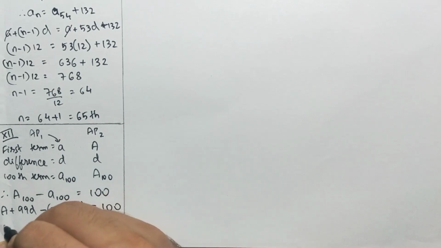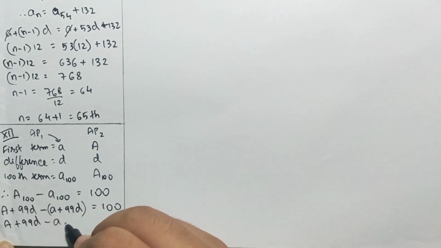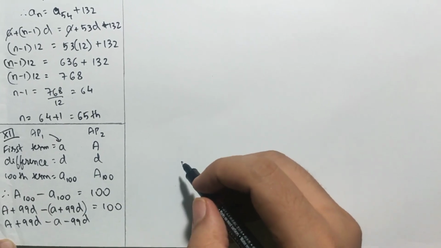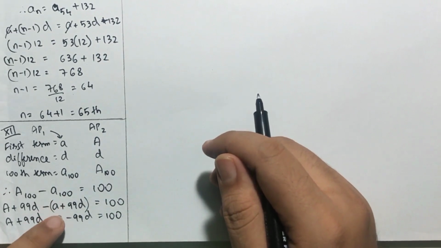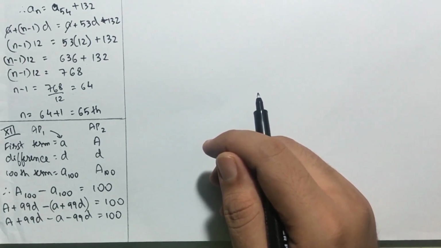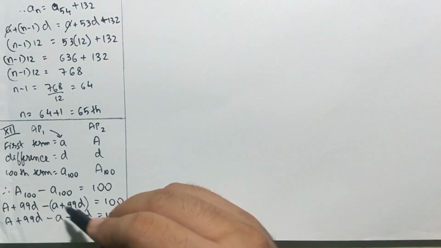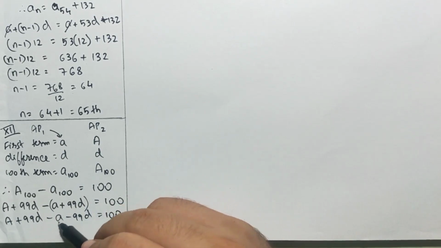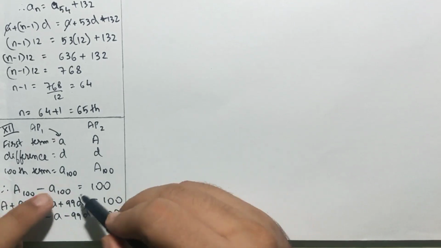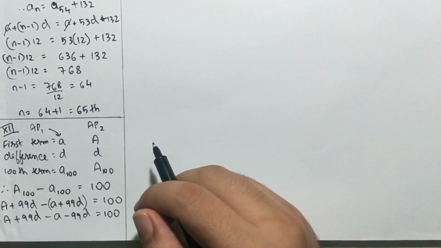If I open the bracket now, this would be a plus 99d minus a minus 99d equals to 100. Always remember, when you are substituting something binomial or trinomial, not monomial, after the negative sign, always keep a minus sign and keep a bracket. This bracket will make you remember that this minus has to be multiplied with all the terms, and thus the sign of all the terms will get changed. If you forget to keep brackets, you may make a mistake. You will only make one term negative, the other term will not be negative.